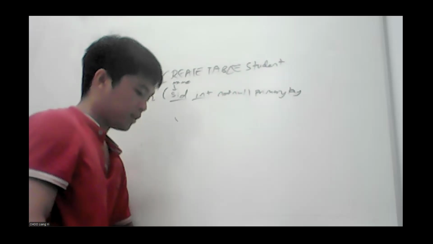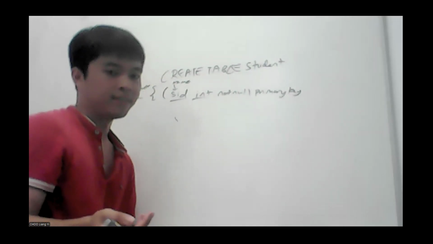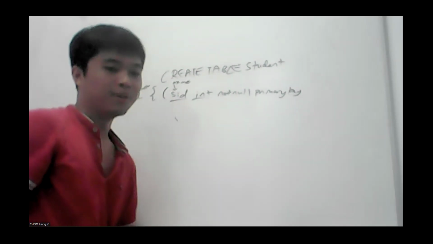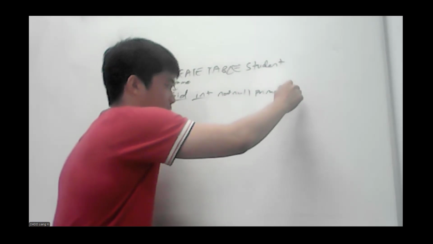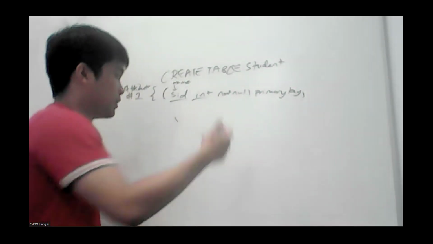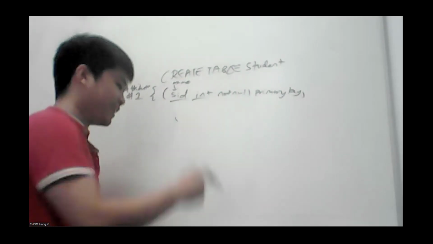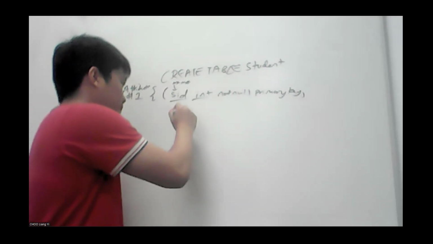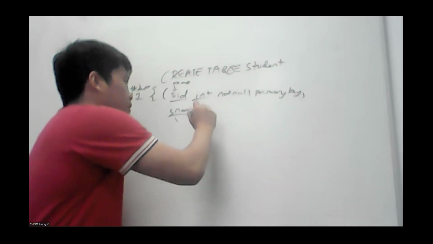And after this, when you feel like you're done, you can put a bracket, or if not, you can continue. For example here, it doesn't make sense to have the student ID without the student name. You got to have the student ID and the student name also. So SName is just short for student name.